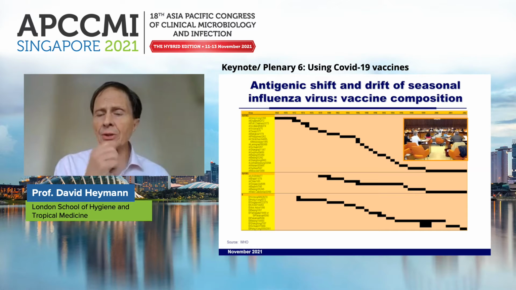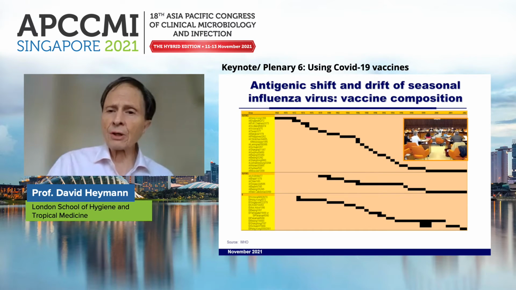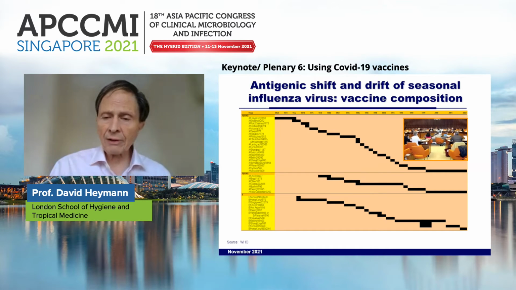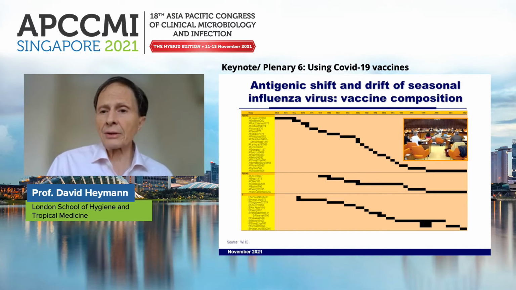And at the top here, you can see a photo of the meeting in Geneva each February, where manufacturers and experts in virology and influenza sit together and decide what strains need to go in next year's vaccine using the genetic data that's available. This meeting also occurs in the Southern Hemisphere in Melbourne in August.